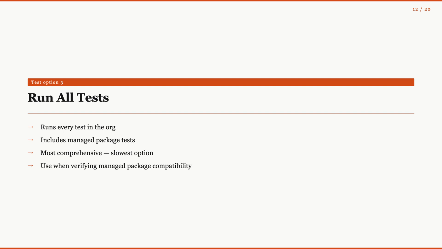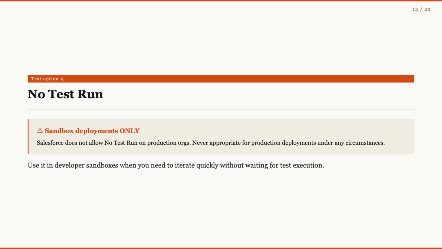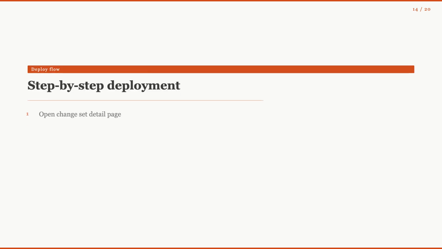Test run option 2. Run specified tests. You specify exactly which test classes to run. This is faster because it skips the full test suite, but it requires careful selection. You need to be certain the specified classes provide adequate coverage for everything in the change set.